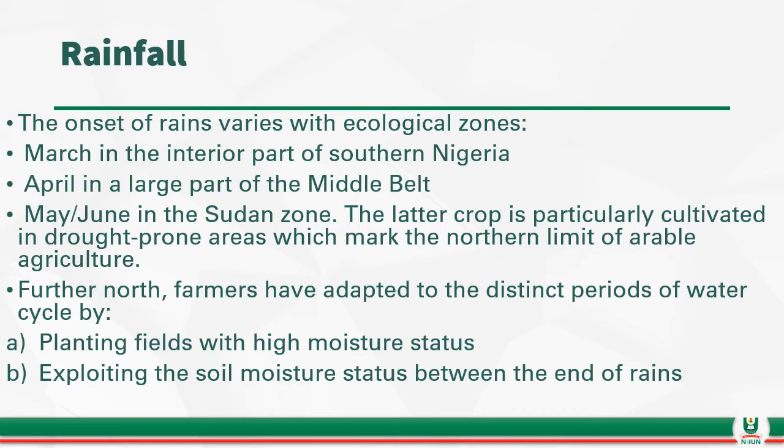Also, farmers have adapted to these periods of the water cycle by planting fields with high moisture status and by exploiting soil moisture, which remains between the ends of the rains. So what you do is use the moisture in the soil to plant your crops and get your results also. So that is it.